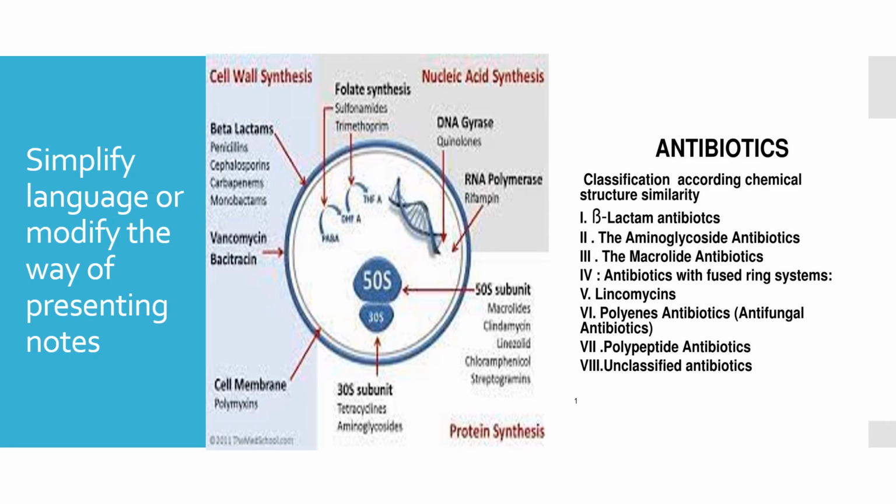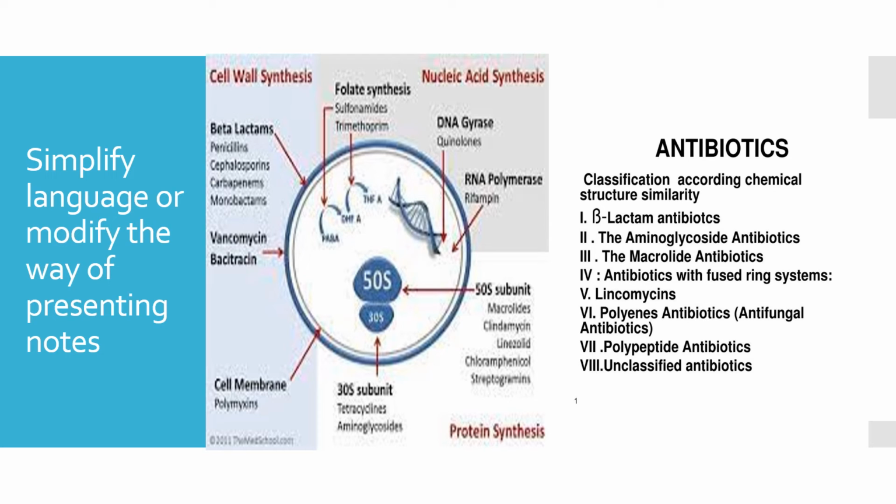We need to simplify the language and modify. For example, classifying the antibiotics. See, this is the classification of antibiotics, but if we don't know the mechanism, what is the use of the classification? So why not write the classification and mechanism of action in one particular diagram only, like in this one. You can see this is an image adopted from Google.